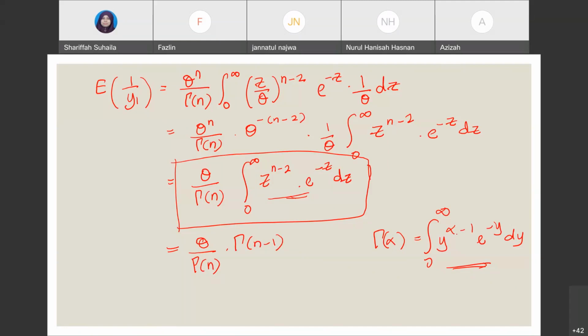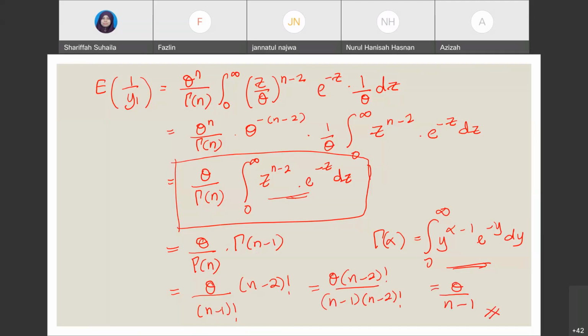Because this is gamma alpha, so it has y^(alpha minus 1). Now our alpha is n minus 1, and n minus 1 minus 1 becomes n minus 2. Now we simplify. We know gamma n is n minus 1 factorial, and gamma n minus 1 is n minus 2 factorial. So we have theta times n minus 2 factorial, and n minus 1 factorial can be written as n minus 1 times n minus 2 factorial, right? What remains is theta over n minus 1.